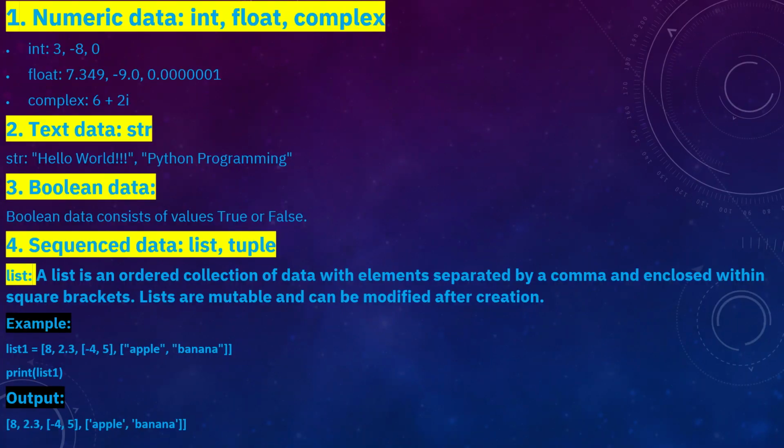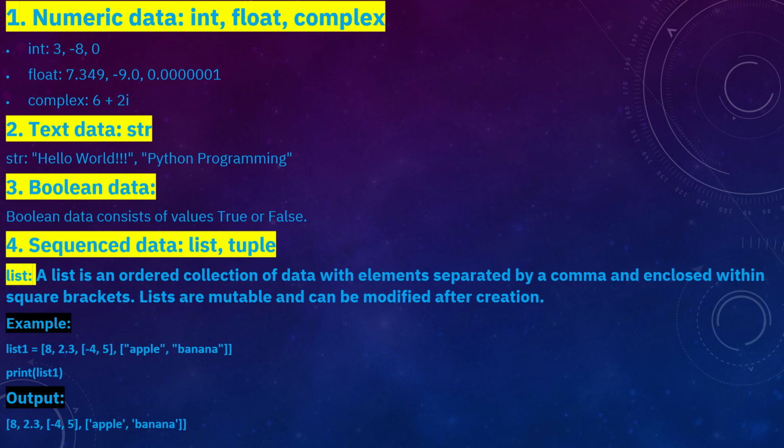By default, Python provides the following built-in data types. 1. Numeric data: int, float, complex. Examples of int: 3, -8, 0. Examples of float: 7.349, -9.0, 0.00000001. Example of complex: 6 + 2i.